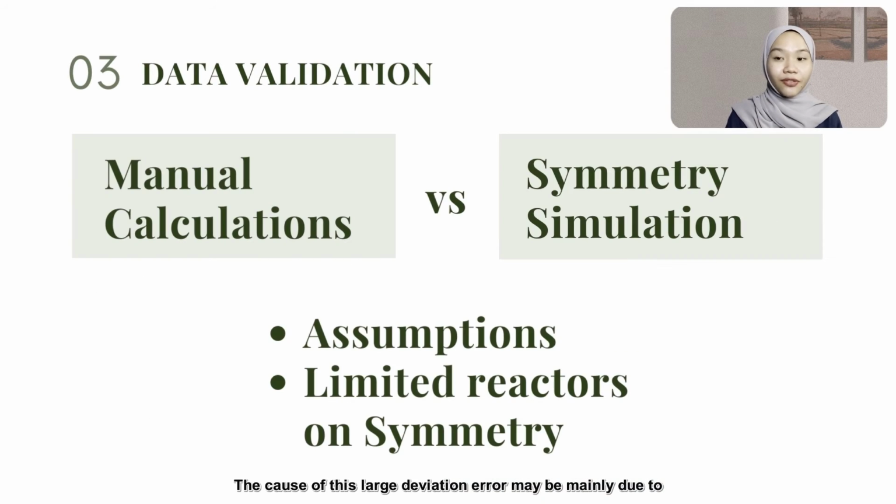The cause of this large deviation error may be mainly due to the assumptions made during the manual calculation, which cannot be applied in the simulation process. For example, in Symmetry, both reactors cannot be assumed isothermal because there will be a temperature change between the inlet and outlet streams. Besides that, there is limited catalytic flow reactor in Symmetry, where there is only the plug flow reactor. In the manual calculation, however, the formula involving packed reactors has been used.